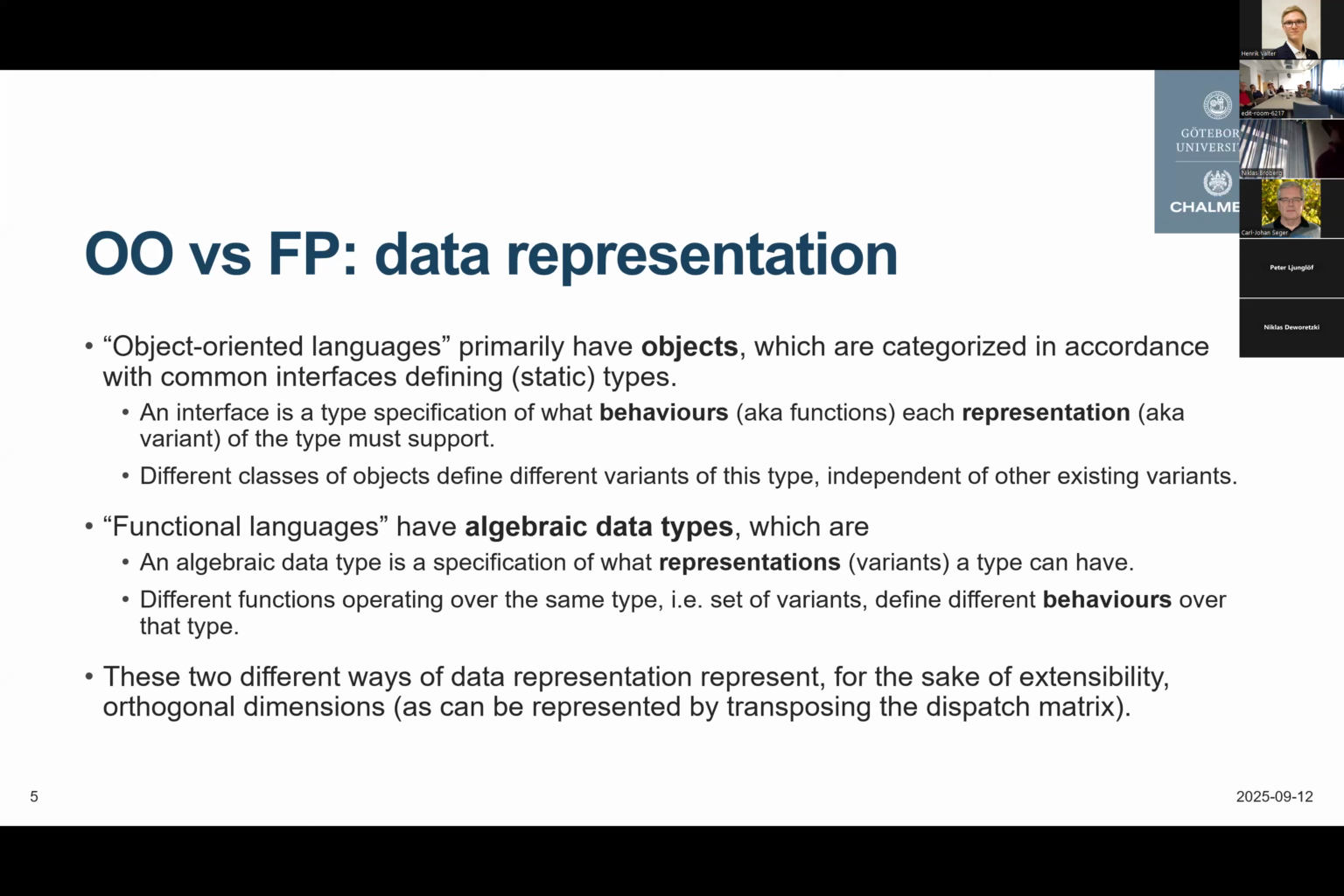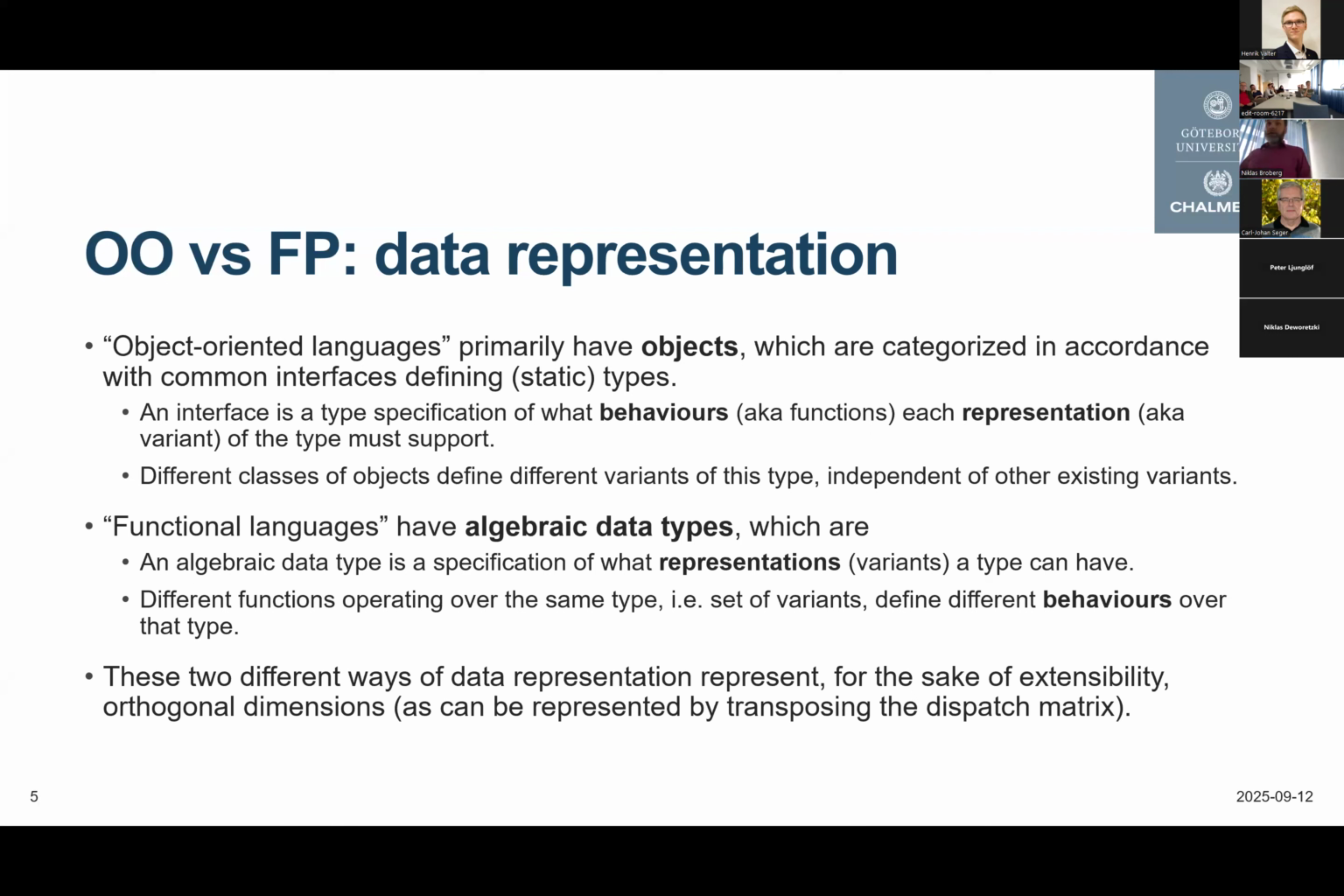We define different versions of this common interface, and we can do that independently of whatever other existing implementations of the interface already exist. Whereas functional languages have data types, several algebraic data types to be more specific. And these are then a specification of a set of representations or variants, right? These are the constructors of your data type in Haskell. And we can add functions rather freely that operate over this type.